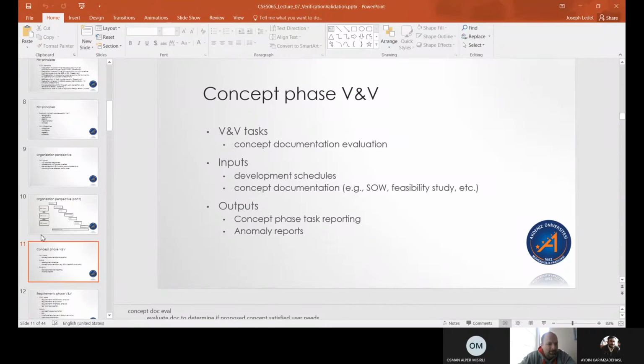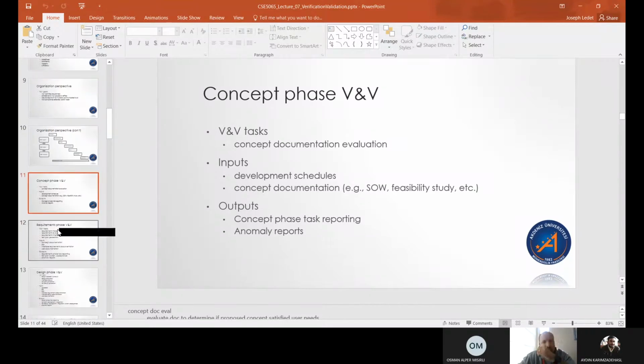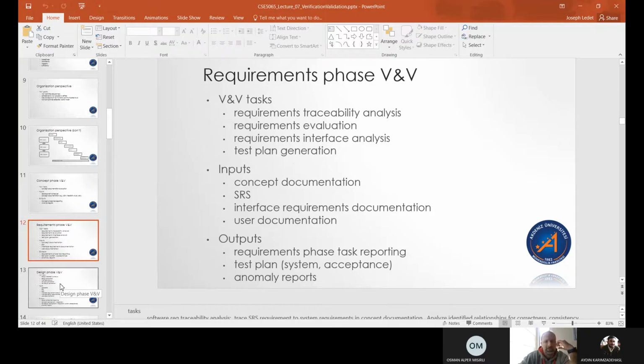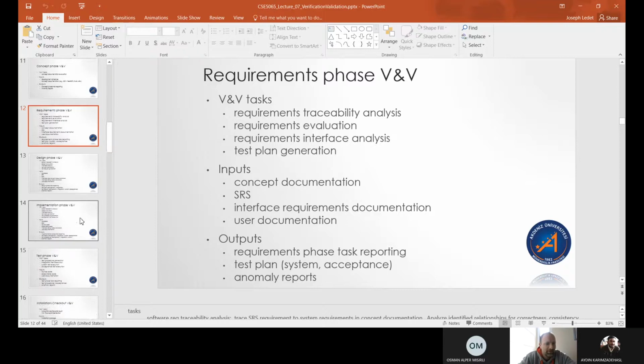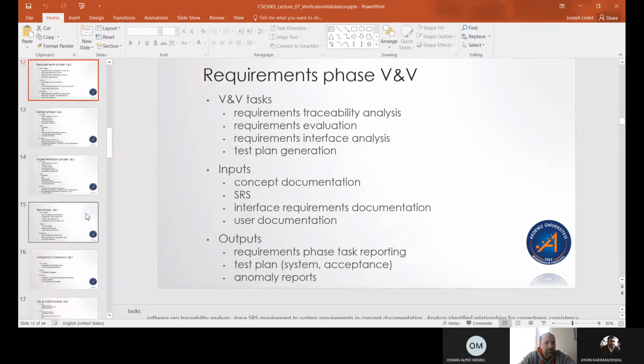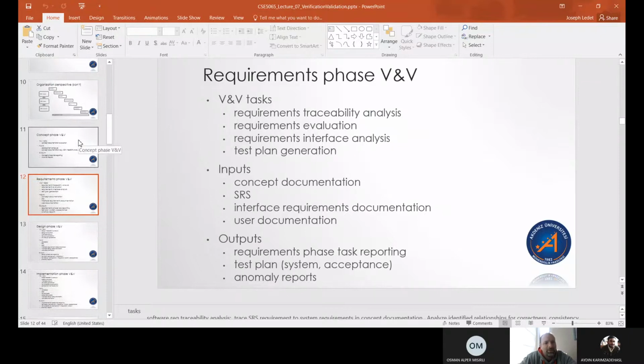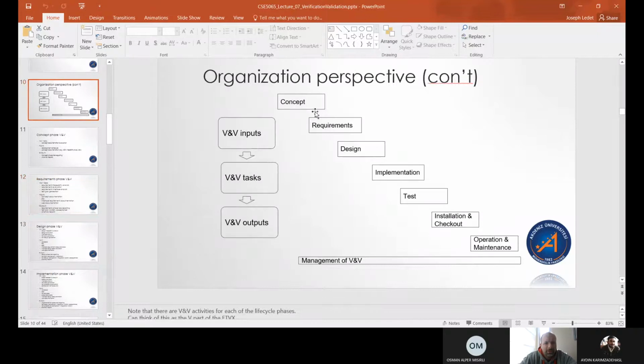As you'll see throughout this, the conceptual phase, the requirements phase, the design phase, the implementation, testing, installation, and rollout, all of these are going to have their own set of tasks to make sure that we are performing this along the way. What all of this is helping us do is find problems early and correct them early so that they don't show up later.